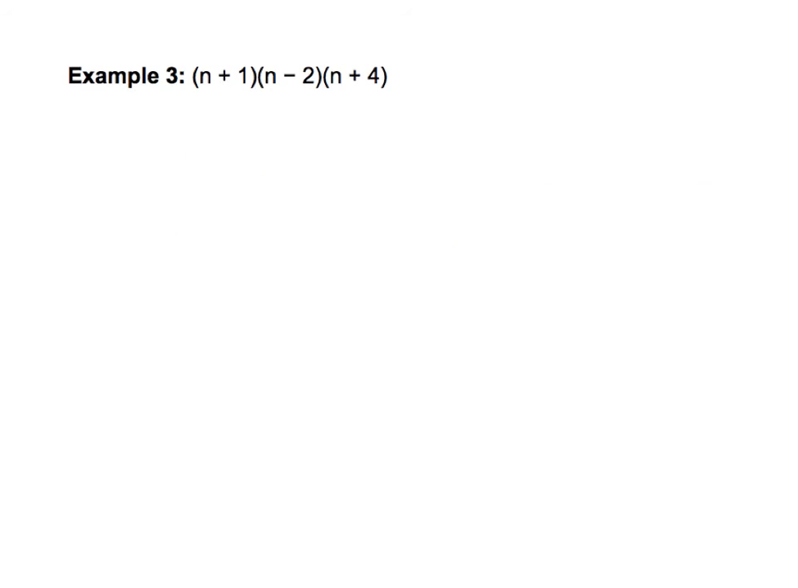All right, and my last slide. Notice here, we have 3 different things. I'm going to use the box method for this, but I'm going to start out by using the box method to multiply n plus 1 times n minus 2. So that means that these each have 2 parts, so my box is going to need to be a 2 by 2.